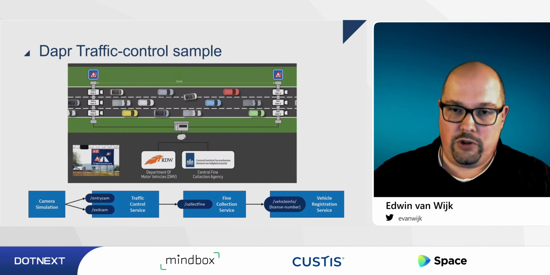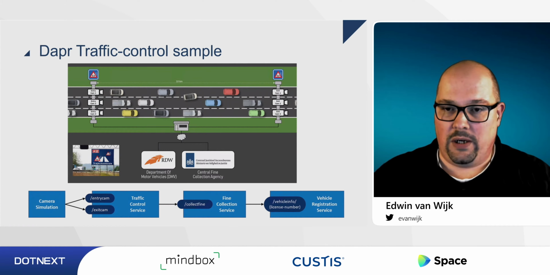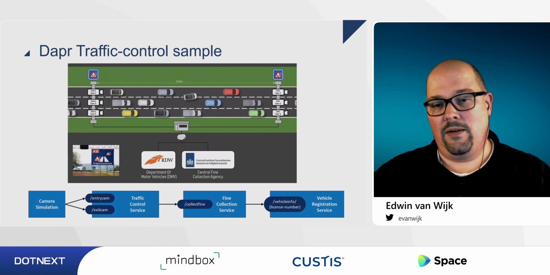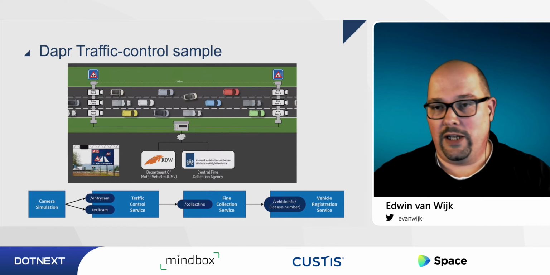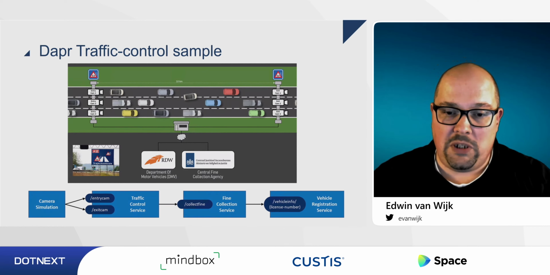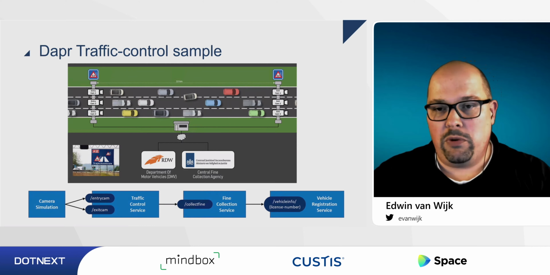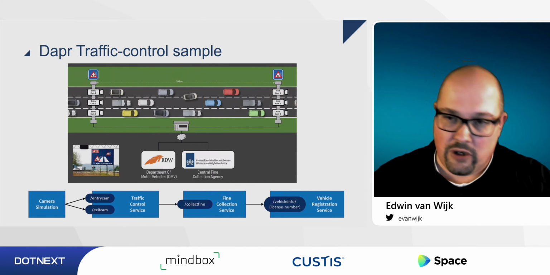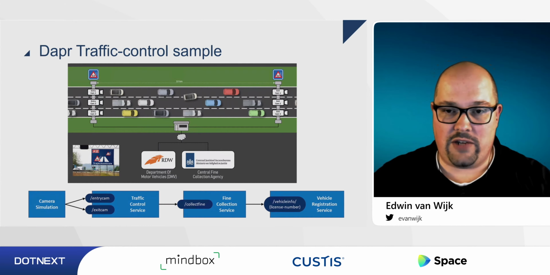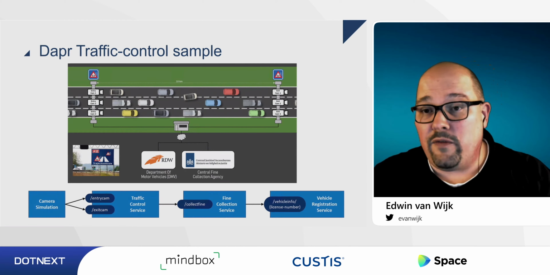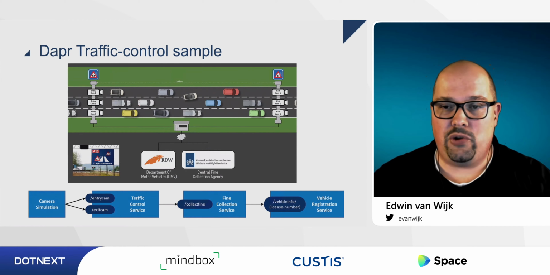So the traffic control service stores its state when a car has been registered. It stores its state, and then once it has calculated the average speed and there's a speeding violation going on here, it will send a message to the fine collection service. The fine collection service has an endpoint /collectfine, and it will send a speeding violation to this endpoint.